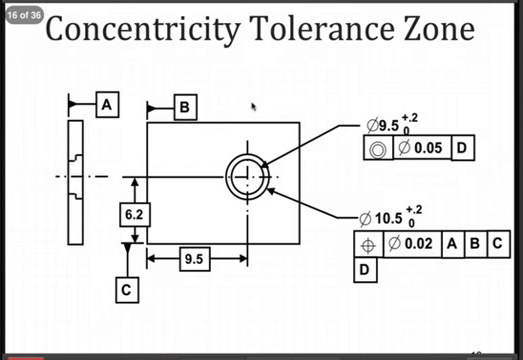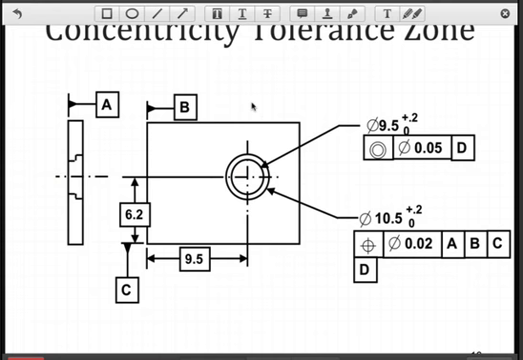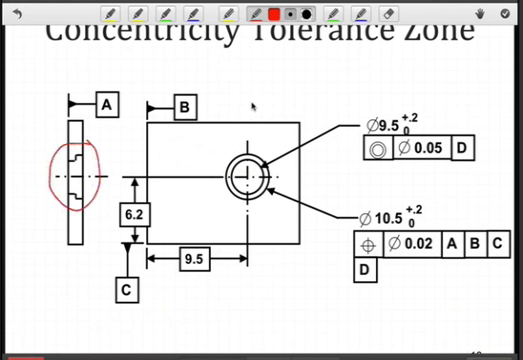So here's an example of a concentricity tolerance zone where, as you can see from the side view here, I've got 2 cylindrical features. This is the axis of symmetry, and one of those features is going to serve as a datum. So the larger diameter will be the datum reference, which is required here. And we want to control the concentricity of this cylindrical feature, which is the smaller diameter, with respect to D. And of course you should recognize that that is the concentricity symbol.